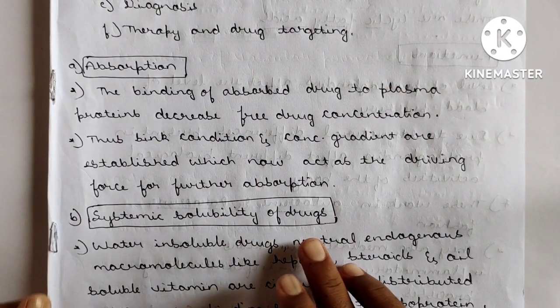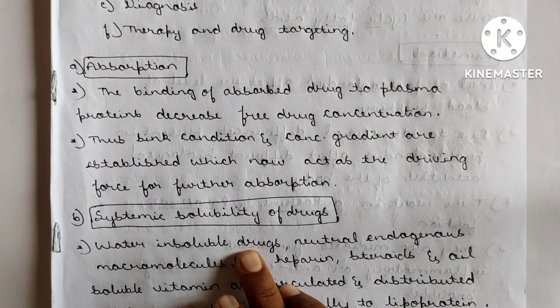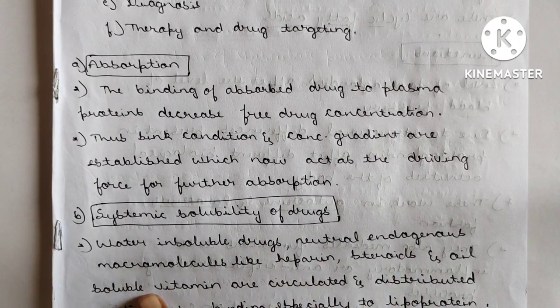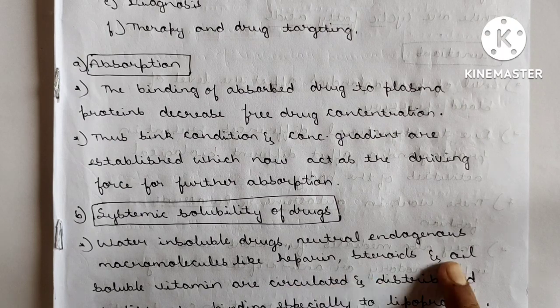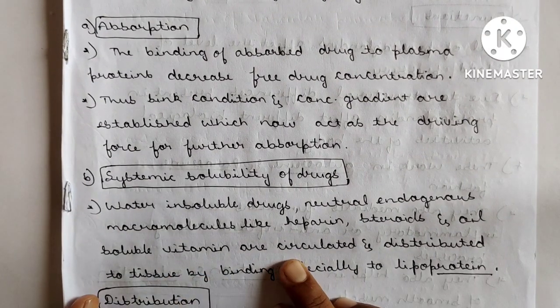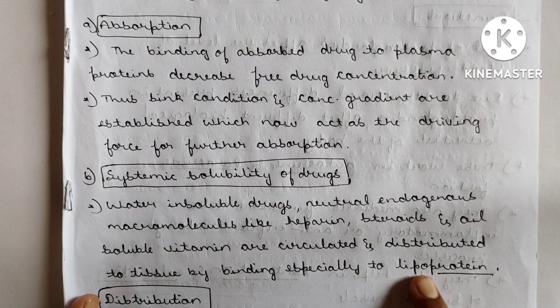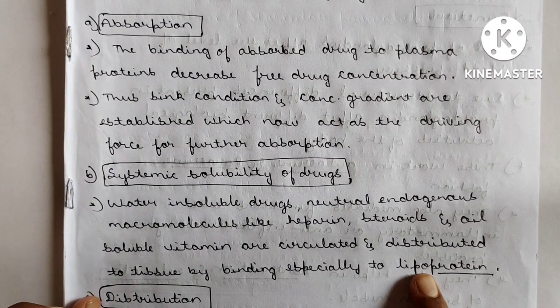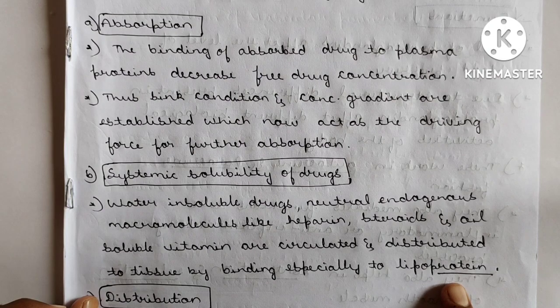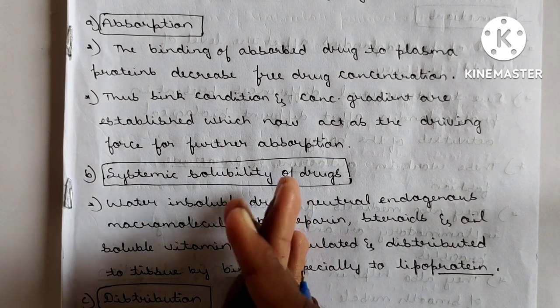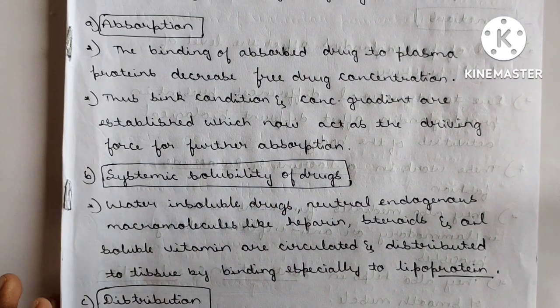Then systemic solubility of drugs: some of the water insoluble drugs, neutral endogenous macromolecules like heparin, steroids, and oil soluble vitamins are circulated and distributed to tissues by binding especially to lipoprotein. See, many water insoluble drugs are there, and lipid insoluble drugs are there. Due to protein binding they form lipoproteins, a lipo and protein complex, and this makes the insoluble drug soluble.